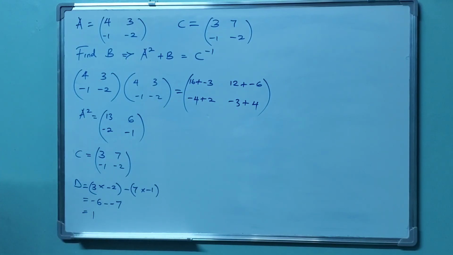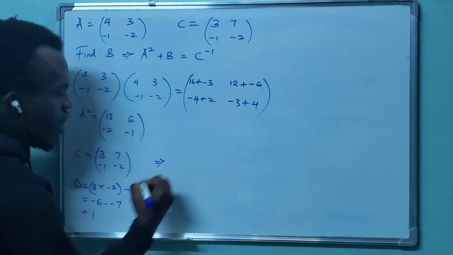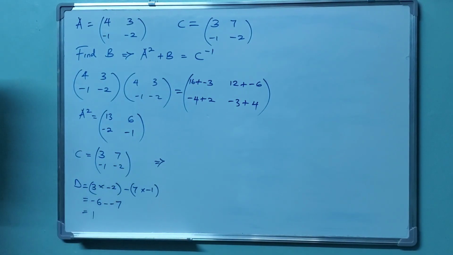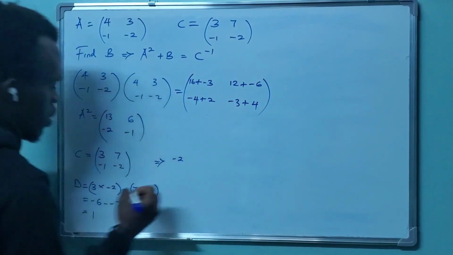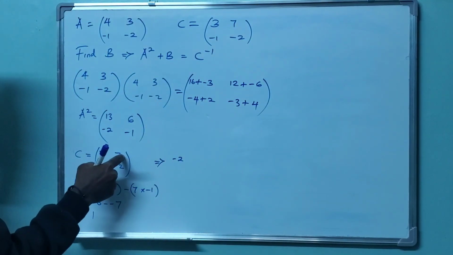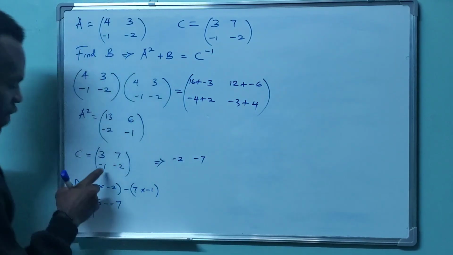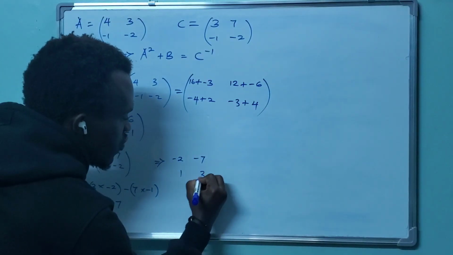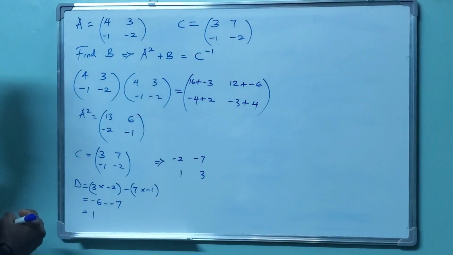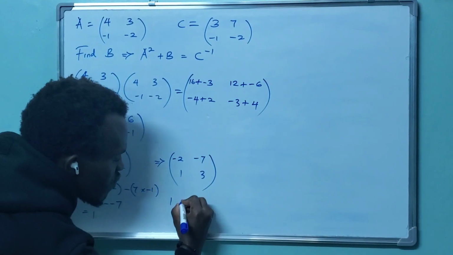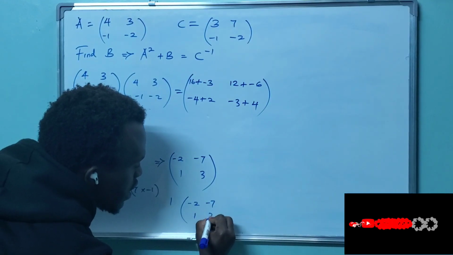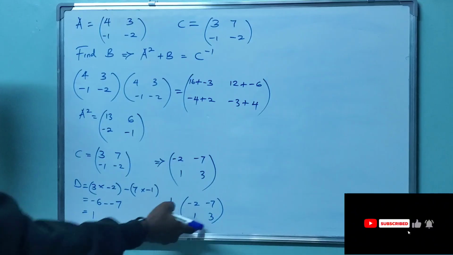Now, let us get the inverse of the matrix. Remember we said that for the inverse of the matrix, first of all, the leading diagonal, you change their positions. So I'm going to have negative 2, and 3 swapped. Then the end diagonal, you change their signs. Because 7 is positive, it is going to be negative 7, and negative 1 is negative, so it is going to be a positive 1. So that is what we are going to have as the inverse of the matrix. When you multiply by the inverse of the determinant, which is 1, I'm just going to remain with negative 2, 7, 1, 3. So the inverse of C is that.